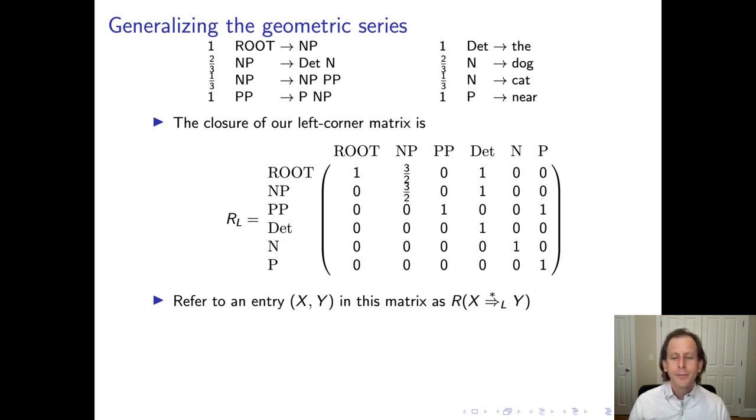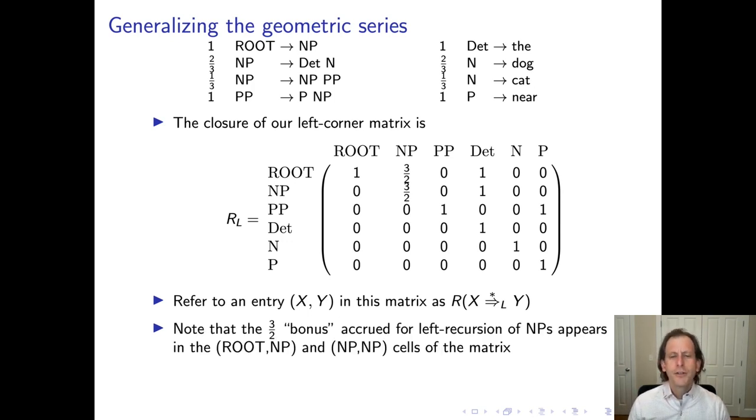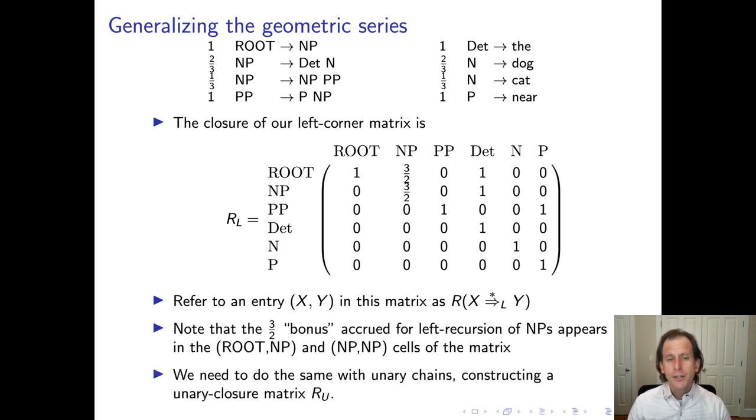So we'll refer to an entry in this matrix as the R matrix of X. This is a transitive left corner, left daughter rewrite rule. We'll refer to that as R of X goes to Y. And you can think of that 3/2 as a bonus accrued for left recursion of noun phrases. And there's another matrix that we would use. It won't turn out to be relevant for this grammar, which is the unary closure matrix. And you need that because unaries also are a kind of left corner, or a kind of leftmost daughter, and they need to be accounted for as well.